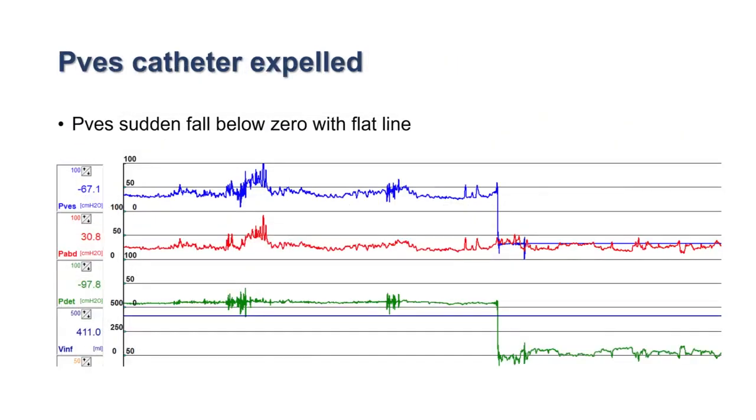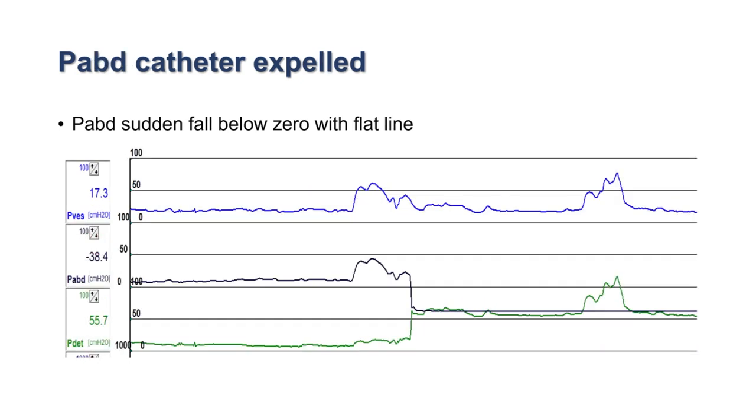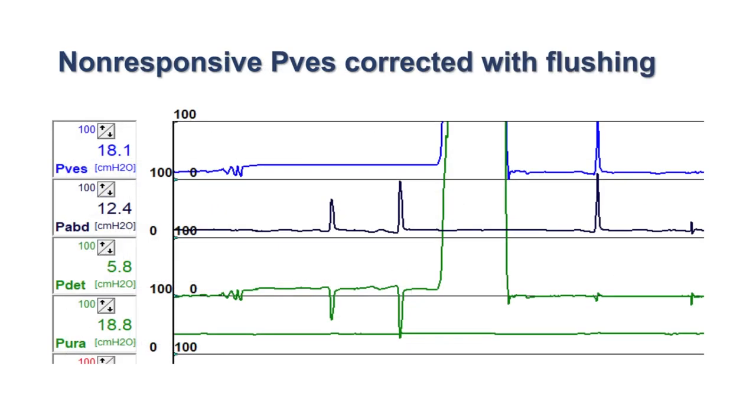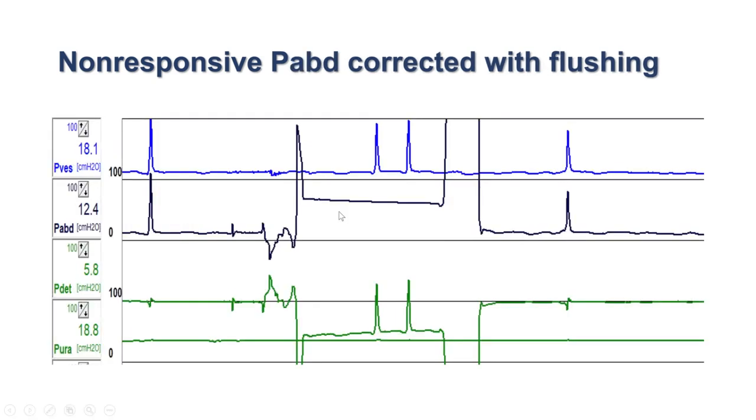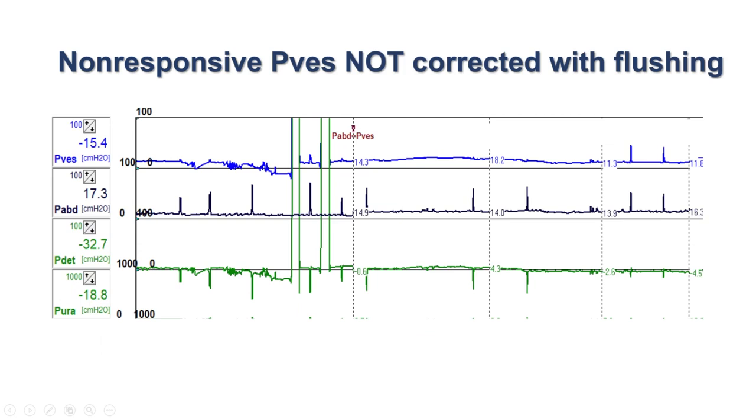P ves may suddenly fall below zero with a flat line. It is obvious that the P ves catheter has come out. A similar thing happens in P abd. Non-responsive P ves can be seen in the first half of the graph, while flushing makes it responsive. So it is because of an air bubble. A similar thing can happen in the P rectum. On the left side, we can see there is no response in the P abd, but after flushing, there is a good response in the P abd, and it is because of the air bubble.